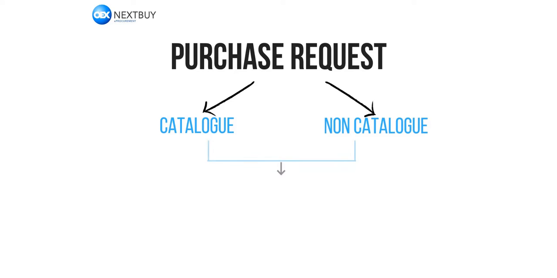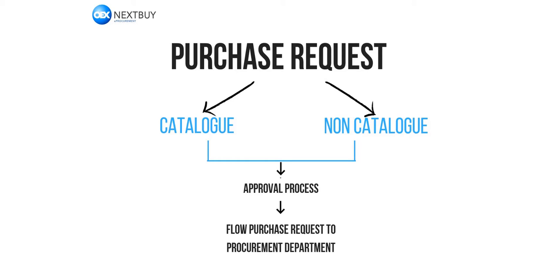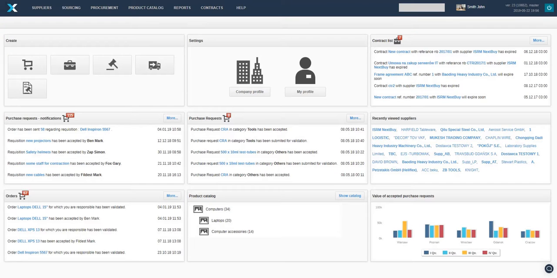In Nextbuy you can create two types of purchase request, catalog and non-catalog request. In catalog purchase request, the necessary product is selected from the list of available catalogs, whereas in non-catalog, the purchase request is specified by the user. You can create a non-catalog request in two ways.